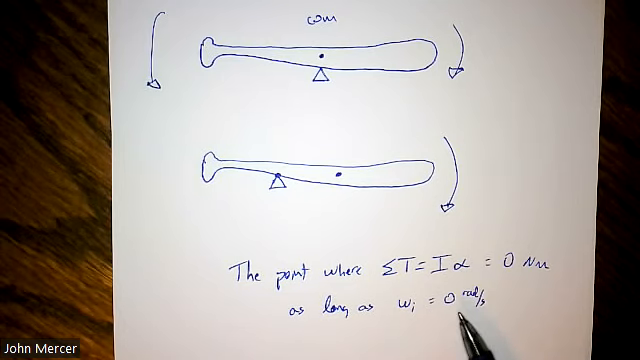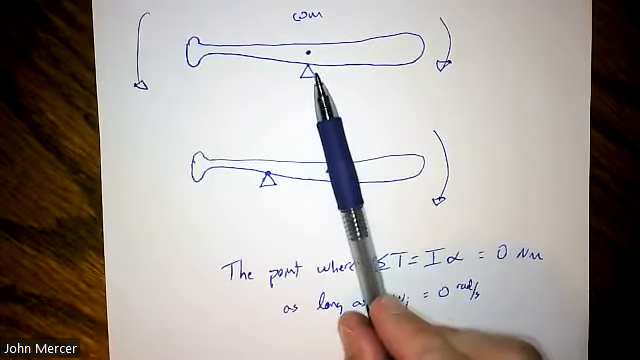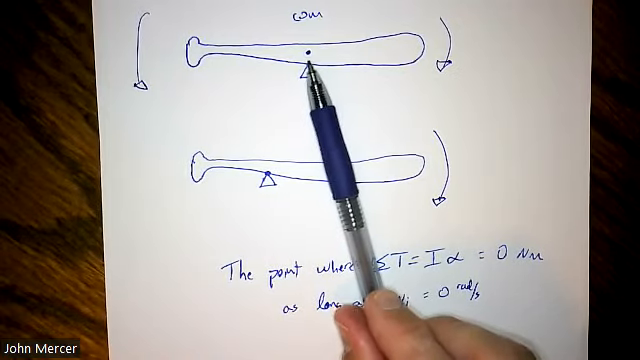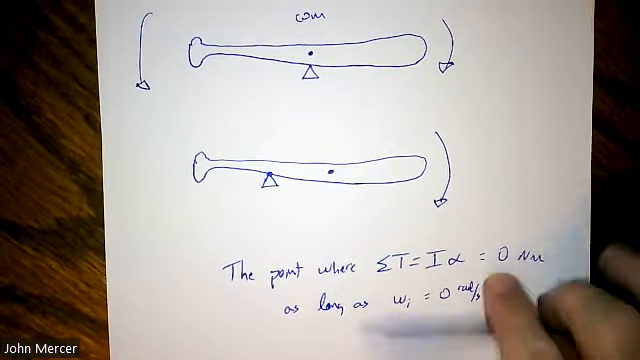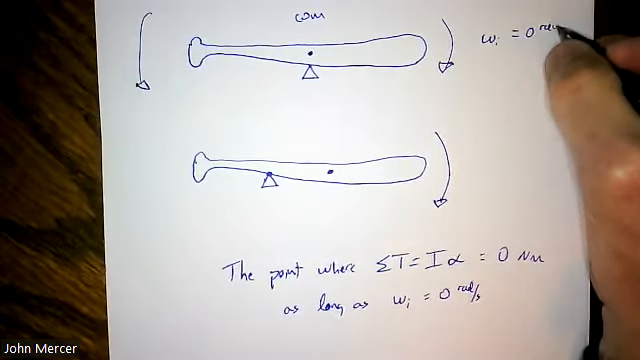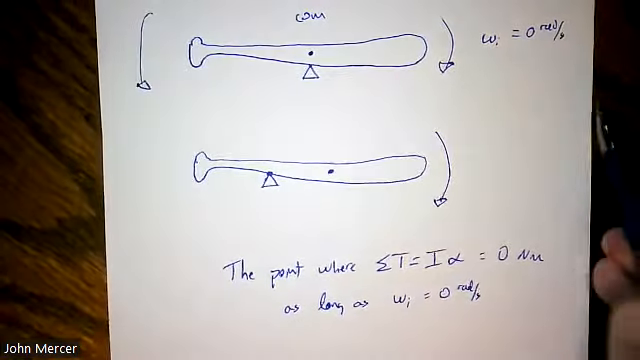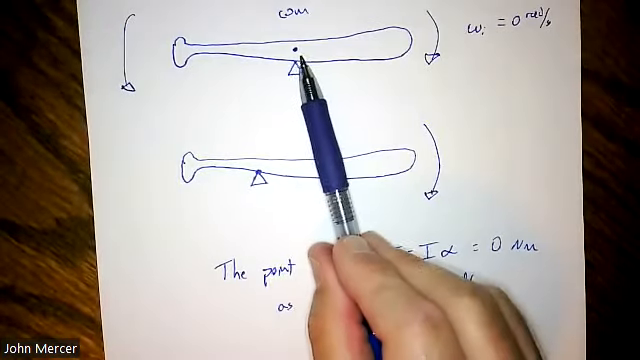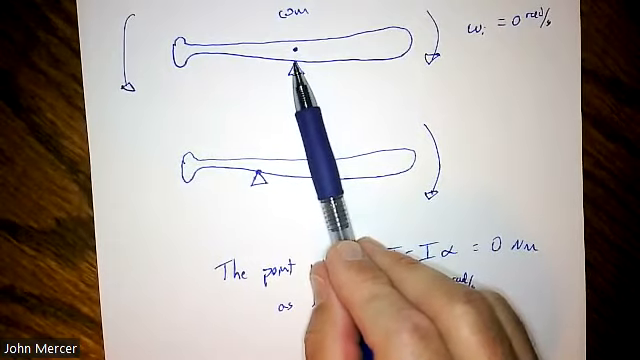So I want velocity to be constant and 0 when I have the fulcrum right under the center of mass. As long as I release this with an initial angular velocity of 0 radians per second, it will continue to be 0 because the sum of the torques about that axis of rotation is going to be 0.